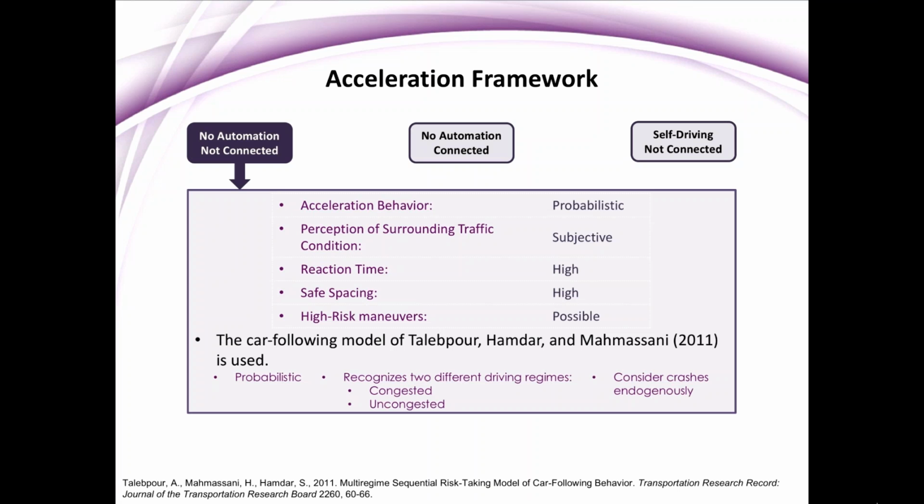For the case that we have only regular cars, the system is probabilistic in nature, and our perception of surrounding traffic conditions becomes subjective. Our reaction time is high, safe spacing is high. We tend to stay away from the other vehicles, and it's very likely to have a crash. We use the same model that we developed in 2011. It's probabilistic. It can simulate crashes endogenously, so there's no need to exclude them, and it recognizes different regimes for congested and uncongested conditions. It recognizes that drivers have different perceptions and behaviors in congested versus uncongested regimes.